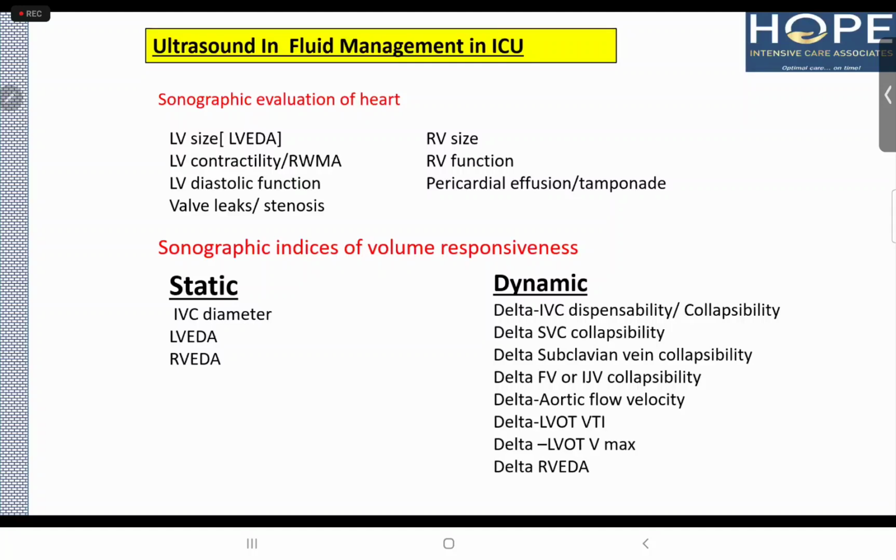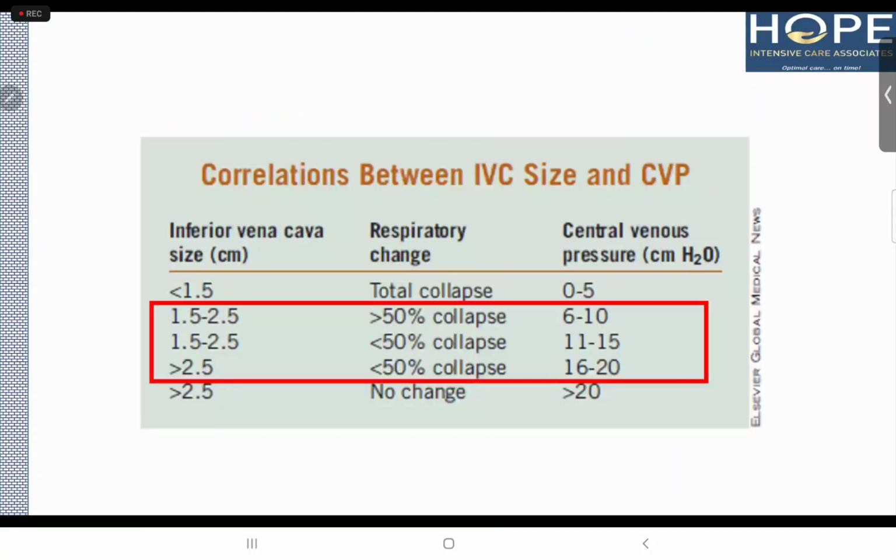We can use superior vena cava collapsibility, and this, let's take one by one. So the important thing, very common, is inferior vena cava size, especially at both extremes. If it is less than 1.5 or 1 centimeter and totally collapses, you can safely give fluid. At the other extreme, no change, without collapsibility, more than 2.5 centimeter, the CVP is estimated to be more than 20 centimeter, and be extremely careful or less likely to benefit from fluid.